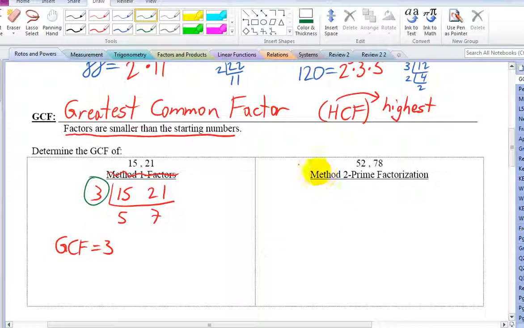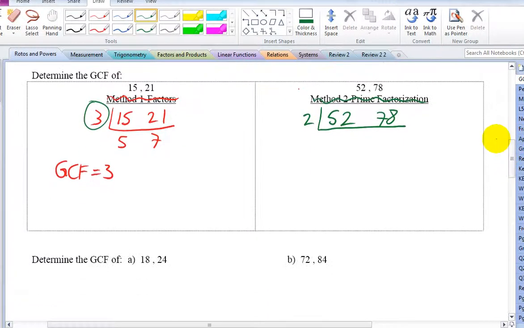Let's try the next one. Cross this off. Write down 52, 78. Okay, what number can you divide them both by? They're both even. Good, so divide them both by 2. All right, it's a little challenging for you. 26, I think.